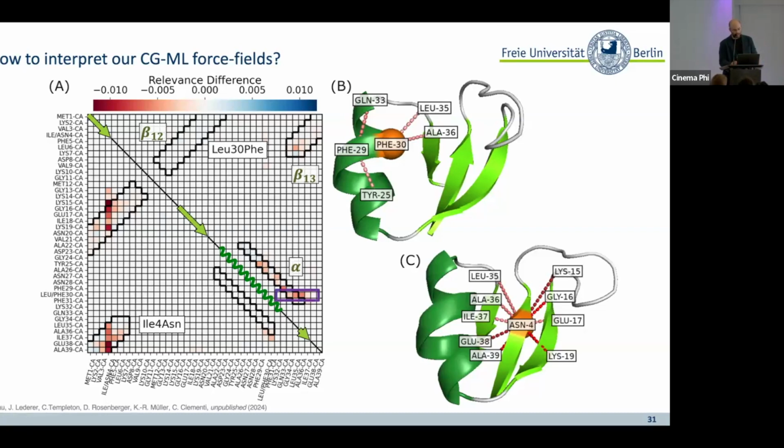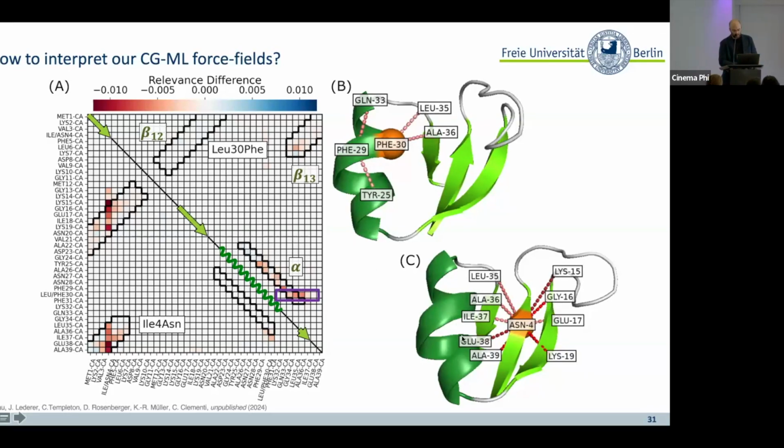And this is exactly what we can see. So this point here corresponds to the interaction with the leucine 35 that, as you can see, is destabilized after the mutation from the relevance point of view. And in general, we have destabilization spread all over the alpha region.